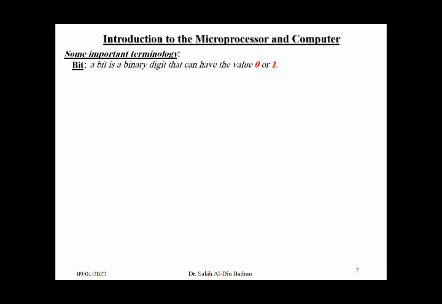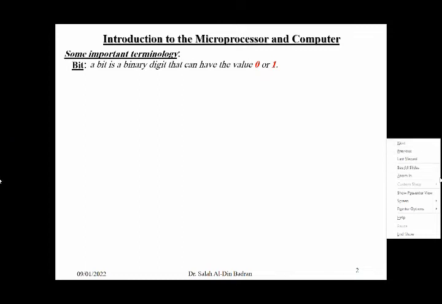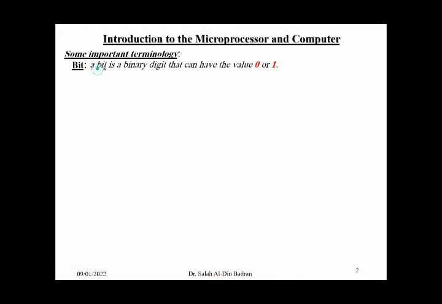Bit, what does bit mean? A bit is a binary digit that can have the value 0 or 1. Bit, binary digit. This is what a bit is. Bit, binary digit, 0 or 1.